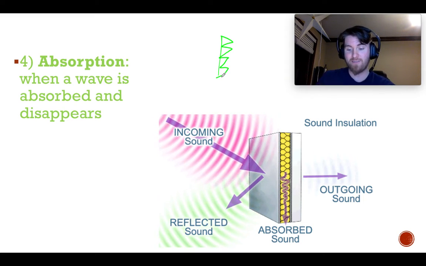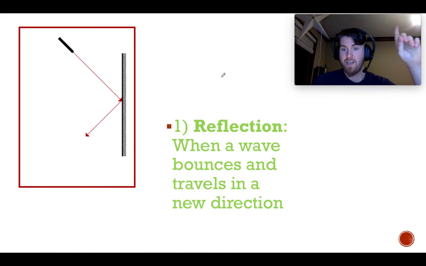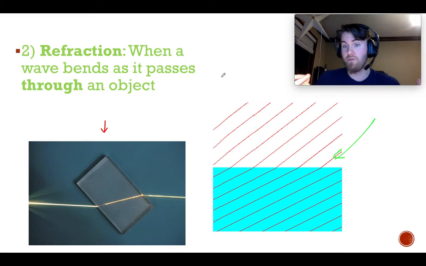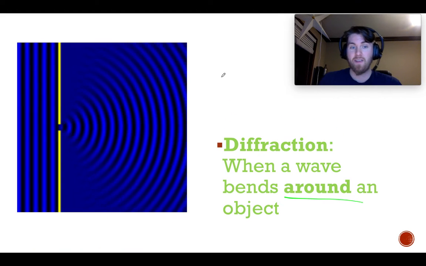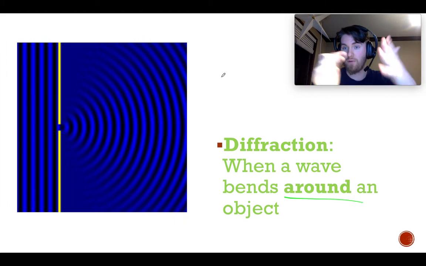So, the 4 ways in which a wave in general can travel are: reflection, whenever it bounces off of something to come back. The second one is refraction, whenever it bends through an object of some sort. The third is diffraction, whenever it bends around the object instead of going straight through.